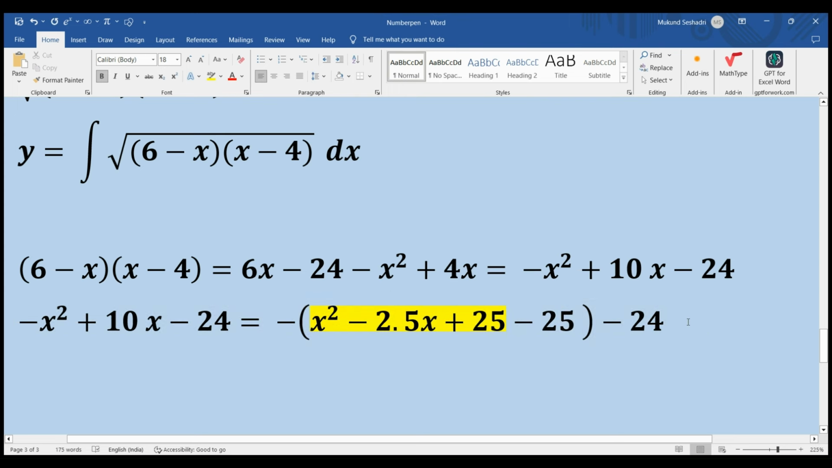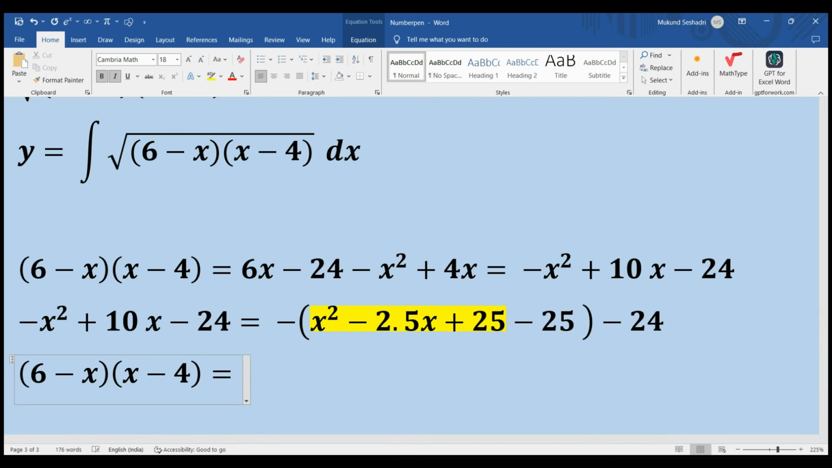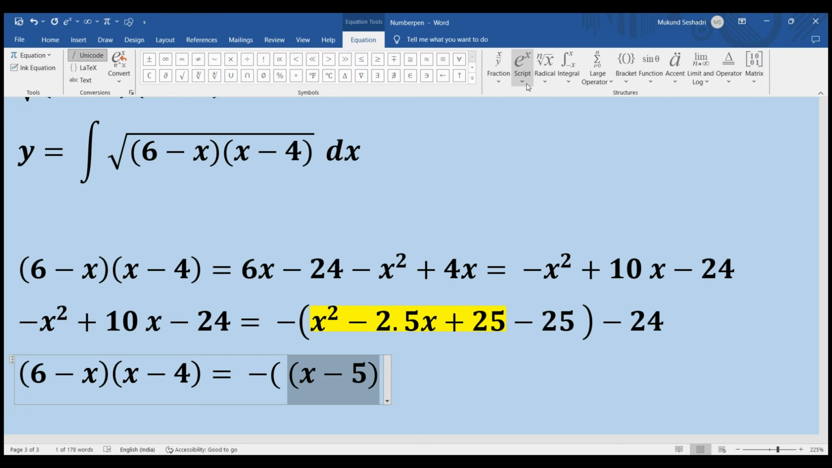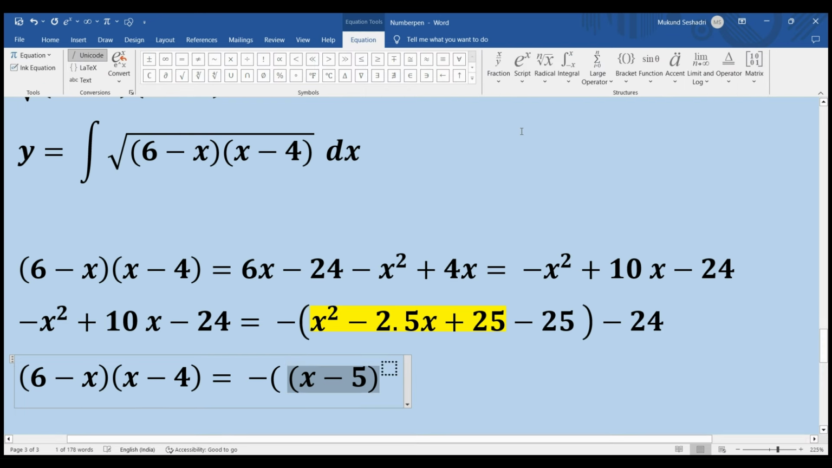So the entire term, which is your (6 minus x) times (x minus 4), can be rewritten as minus of, remember that the term highlighted in yellow is your (x minus 5) the whole square, right? And then the remaining terms are nothing but constants, right? So I have a plus 25 minus 24, and what's that? That's nothing but a 1, right?